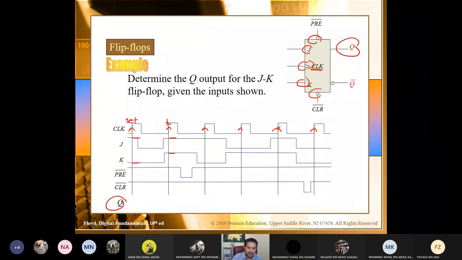And then you have one and zero. So this is set again, right? This is one and this is zero, and then this is one and this is a reset. Yeah, this is set. One and one, what? Toggle. Then you have zero and zero. Latch.